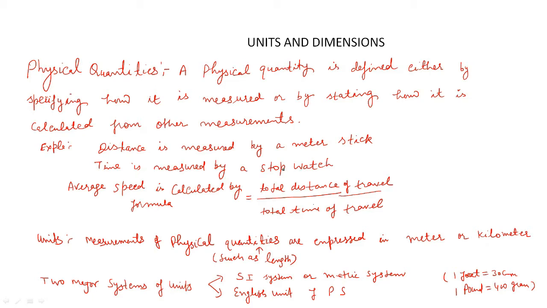Now let us say the other physical quantity is average speed, and you know that the formula for the average speed is the total distance of the travel divided by total time of the travel. So here you can see that the average speed is calculated from the other measurements. It is equal to total distance of the travel divided by total time of the travel.